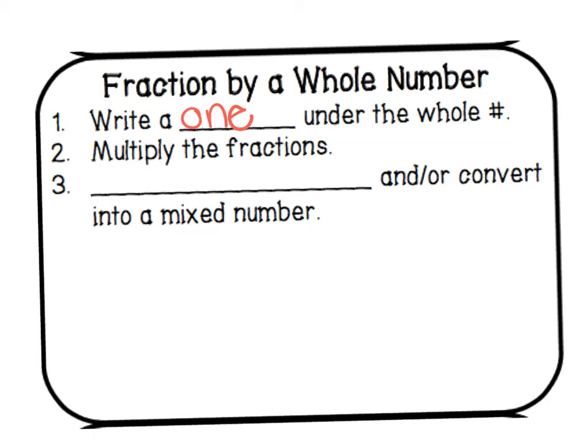After that, we should be looking at two fractions, so we're going to multiply the fractions just like before, and then we're going to end by simplifying our answer or converting it into a mixed number. So let's go ahead and do another example here. We've got 2/3 times 5.